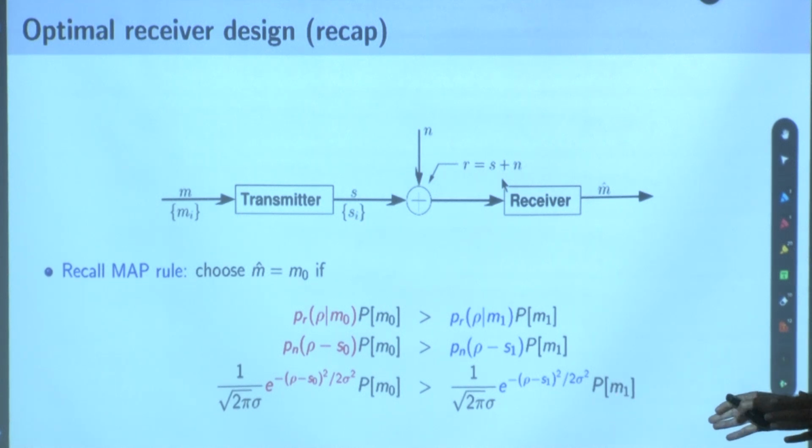So what am I going to do in the next slide? I am going to plot both of them: this PDF scaled by this probability, and this PDF scaled by this probability. We know everything from here: the noise variance, P of M naught, and S naught. Then it is very easy to plot this PDF scaled by this constant number, and likewise the other.